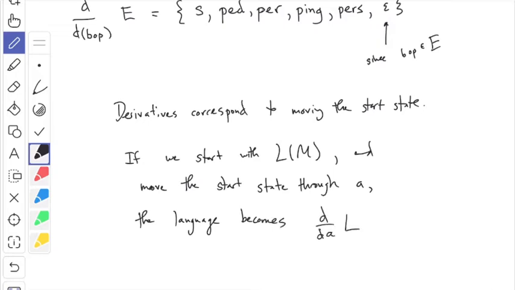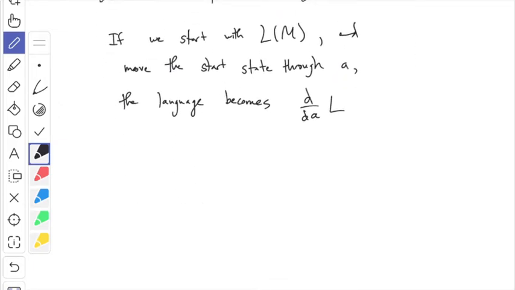D_A of L. That's because in the original machine, if I move the starting state through an A, rather than going across the A first, you don't have to go through that A anymore because you start yourself off closer to the accepting state. And so you can remove the A's that used to be there in the original language. This is what the derivatives have to do with DFAs, and the idea can lead us to a method for determining if something is a regular language or not.